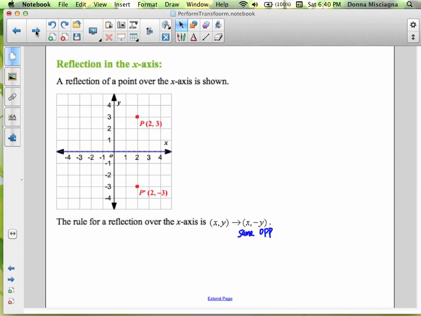So, reflection over the x-axis. A reflection of a point over the x-axis is shown, right? So the pre-image is (2, 3). The image is (2, -3), and we know that by the prime mark. A rule for a reflection over the x-axis is (x, y) maps to (x, -y). So the x stays the same, the y is the opposite. And actually whenever you reflect over a horizontal line, the x will not change, only the y will change. And if it's the x-axis, then the y is going to be the opposite.